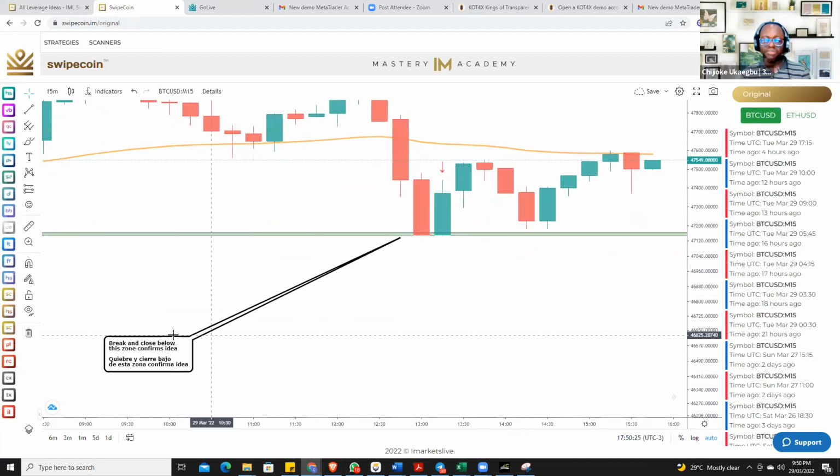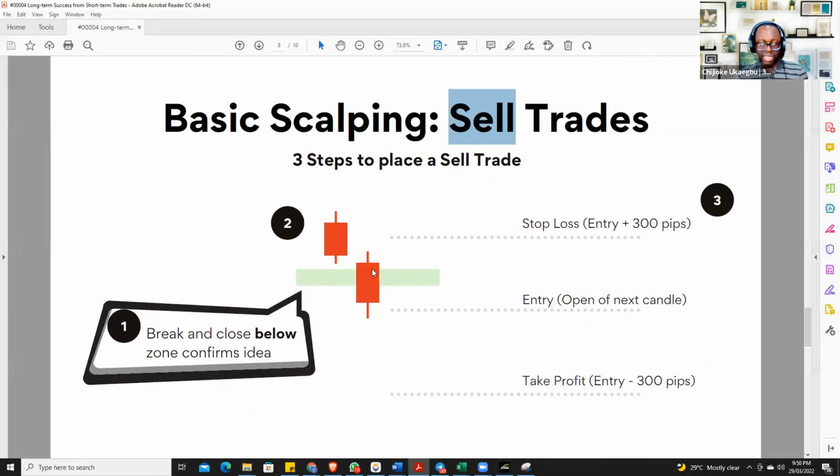So if you're looking for a break and close below a line, obviously you need that to be a red candle such that the closing price is below it, as we have in this example here. All right. So this is a break, meaning this candle has gone through the line, and a close below this line. Now, when you see this, what do you do? As in, what's the final step to take a trade?